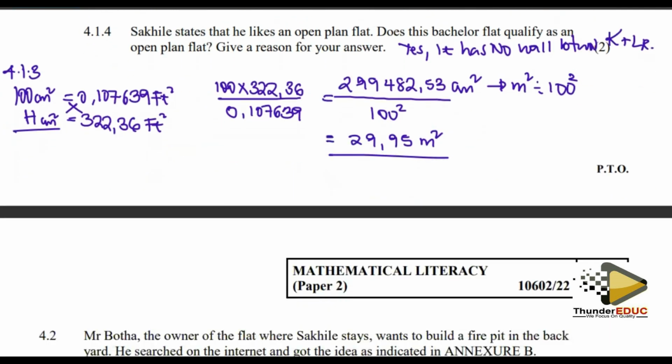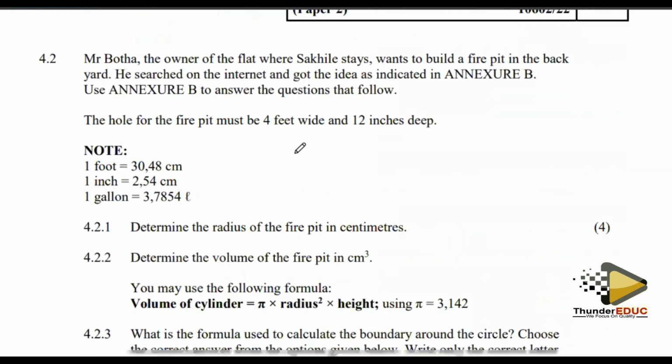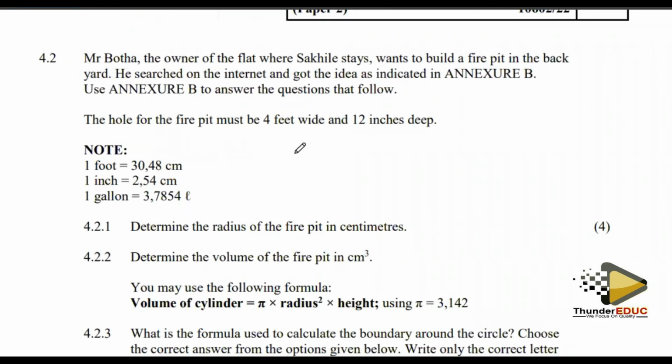All right. Okay, 4.2. 4.2 tells us Mr. Botha, the owner of the flat where Sakele stays, wants to build a fire pit in the backyard. He searched on the internet and got the idea as indicated in Annexure B. We shall see it soon. Use Annexure B to answer the following questions.